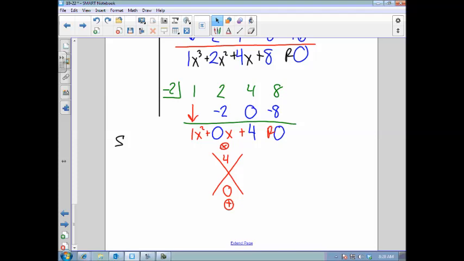So, last year, you learned a formula that helps us with these ones that are not possible, because it's not going to be a real root. It's going to be a complex root. Or it could be an irrational, I guess.